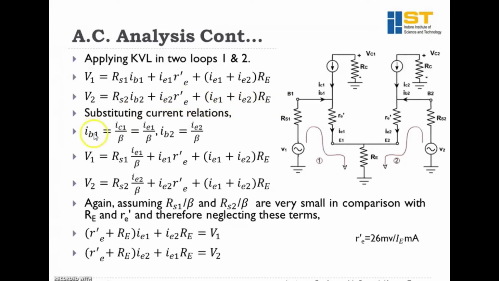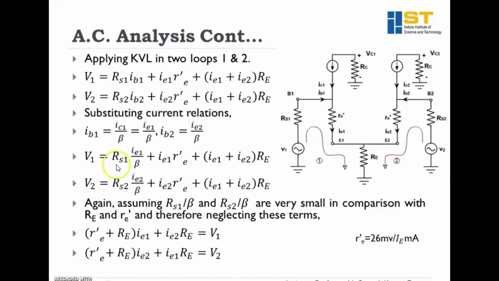Now, as we know that IB1 is IC1 upon beta, and IC1 can be equated to IE1, this can be written as IB1 equals IE1 upon beta. Similarly, IB2 can be written as IE2 upon beta. And now we have to put these values in these two equations. So we get V1 equals RS1 IE1 upon beta plus IE1 R dash E plus (I1 plus I2) RE. Similarly, we replace IB2 with this value, so we get this equation.